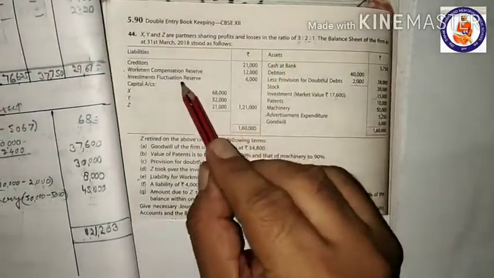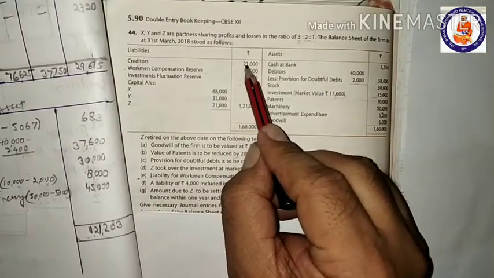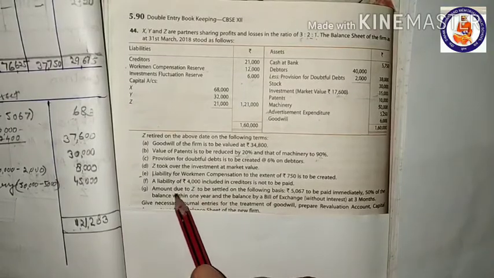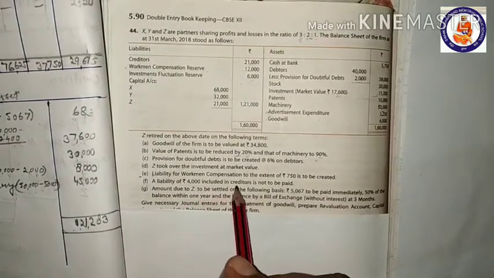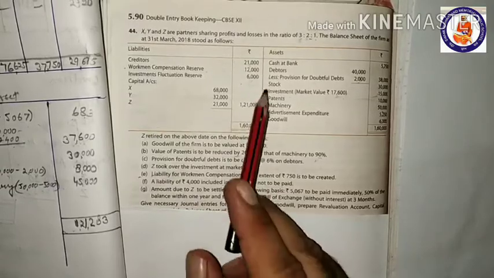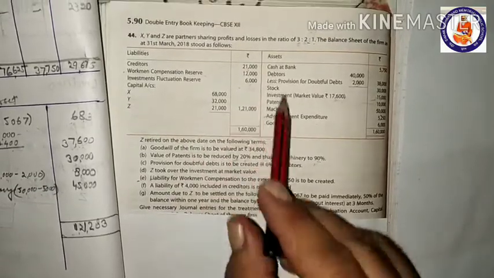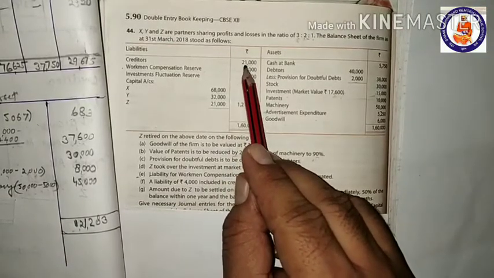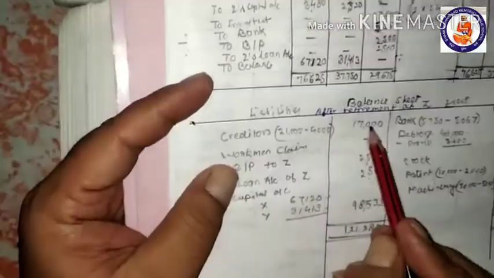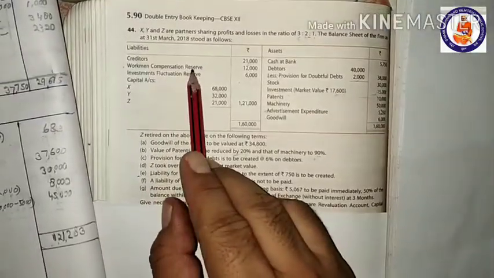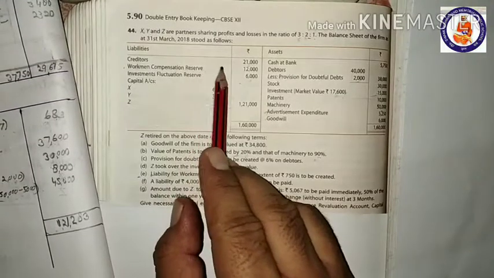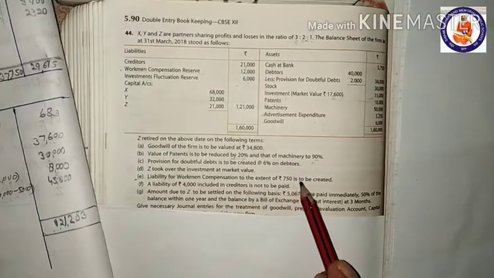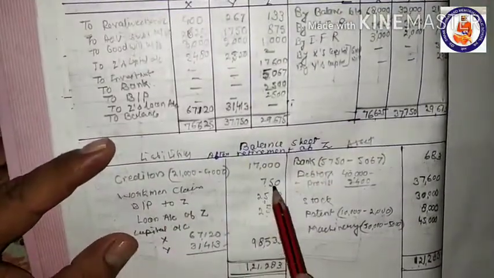Then come to the liability side. Creditors were 21,000. Regarding these creditors, it says that a liability of 4,000 included in creditors is not to be paid. So actual creditors are 21,000 minus 4,000, that is 17,000. Then comes workman compensation reserve. This is distributed, but there is a claim against it of rupees 750. Liability of workman compensation to the extent of 750 is to be created.